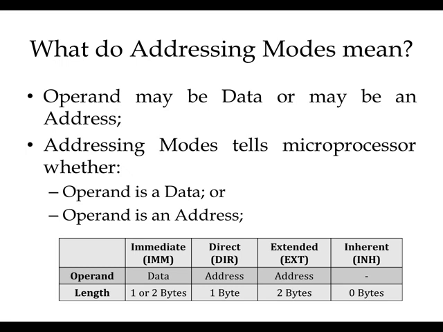If you look at the immediate mode, in case of immediate, the operand is always data. It's not an address. It doesn't matter how long it is, it may be 1 byte or 2 bytes, because you have seen when you generated the object code, some of the instructions have 2 bytes of operand, sometimes 1 byte. In case of immediate, it doesn't matter if it's 1 byte or 2 bytes, it's always data. Direct and extended are always addresses.